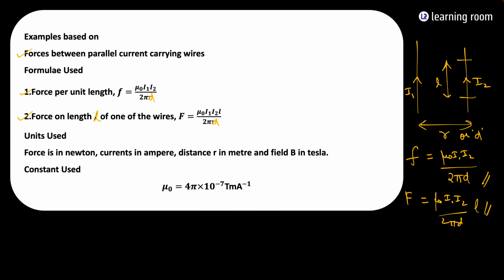That is the force experienced by a part of the conductor. Everything else is going to have the same value. Mu naught is 4 pi into 10 power minus 7, all are standard values, right? So based on this, we'll try to do the problem. Just make a quick note of it.